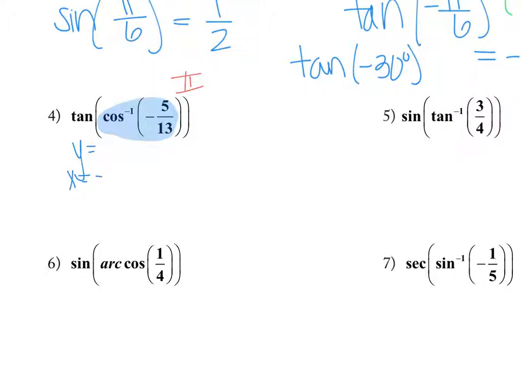X is -5, r is 13. So then we just have to find what the y value is, and that's going to be a positive 12. So from then there, we're evaluating tangent, and once we evaluate, we just do the ratio of y over x, and we get -12 over 5. Okay? All right, let's go on to number 5.